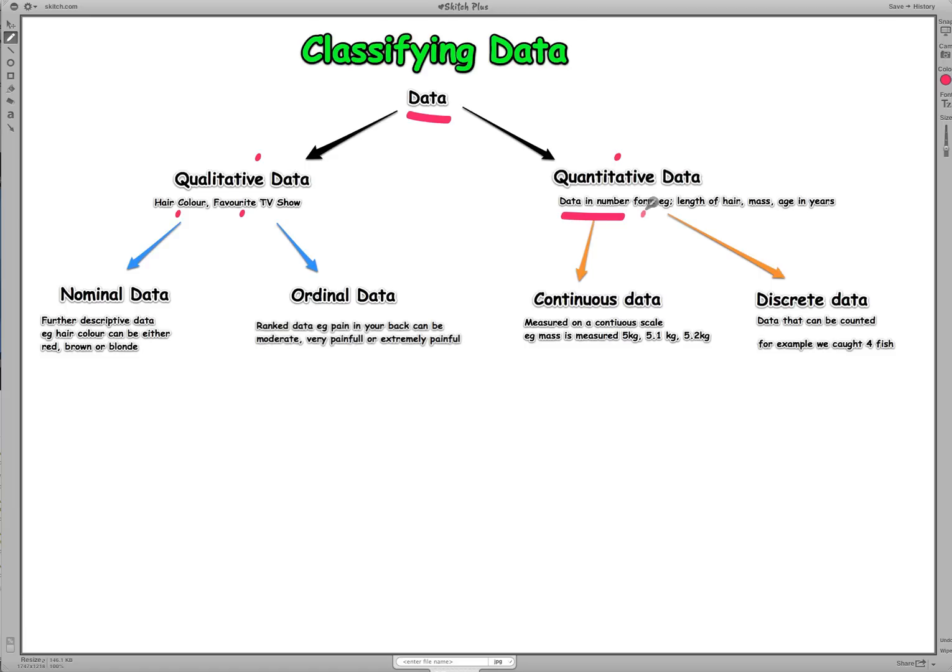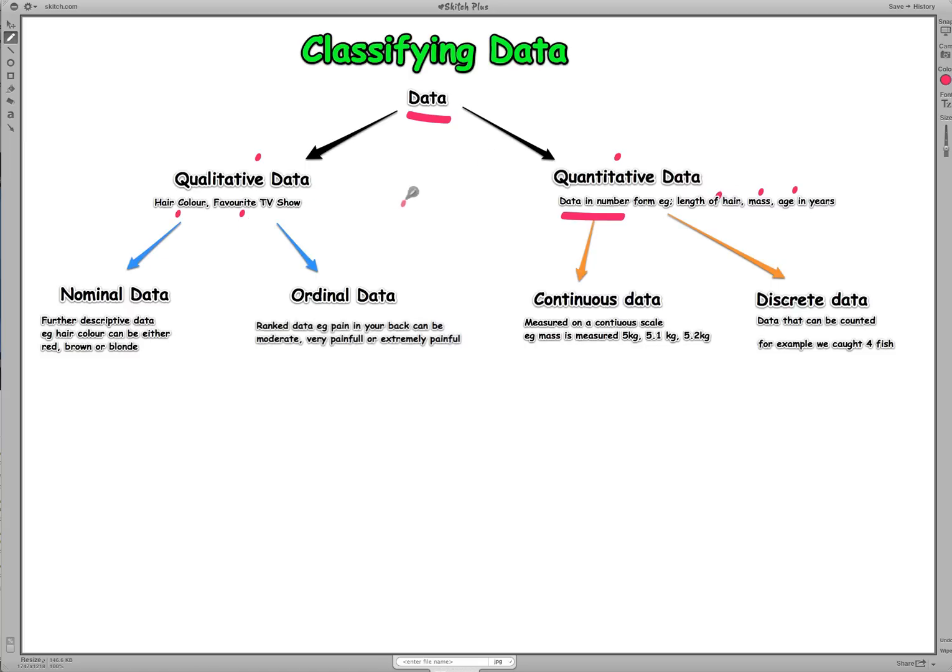For example, it could be the length of your hair, or the mass of an elephant, or the age in years. So an age in years could be 3.5, or the mass of an elephant could be 3.4 tons, or the length of your hair could be 4 centimeters. So it has a number attached to it.